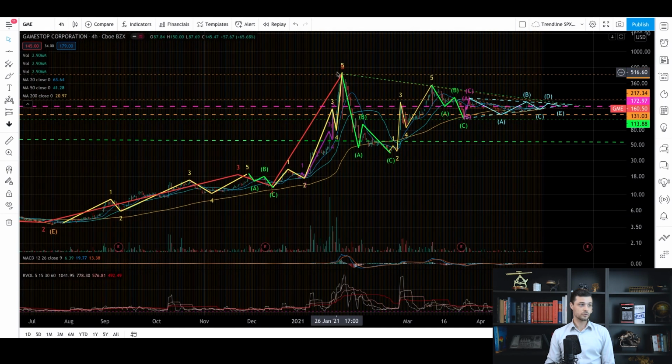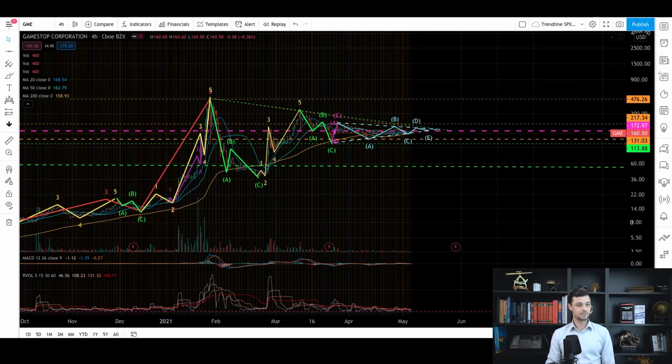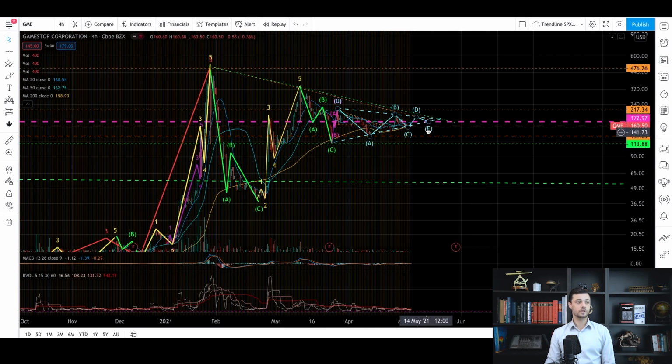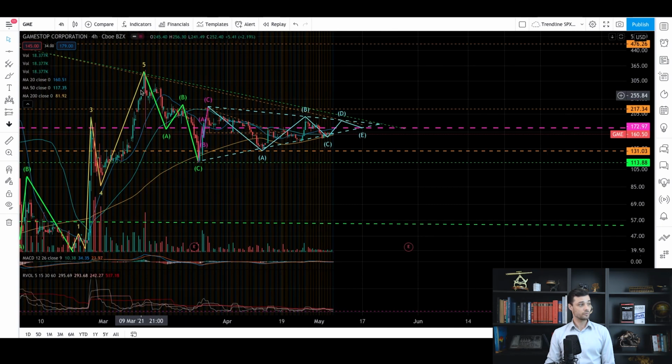So here, the first move that went to 480 was one wave. Then we had a correction, and I'm trying to basically guess when this market would start to be bullish again. So I'm trying to find when this complex correction is going to end. So to do that, the first thing I need to be able to do is to find a proper counting here that is respecting all the Elliott wave theory rules. And so after doing that, I would be able to know when it's finished.